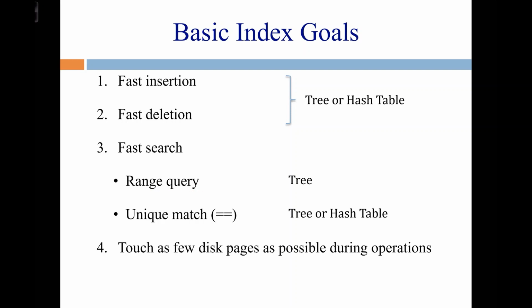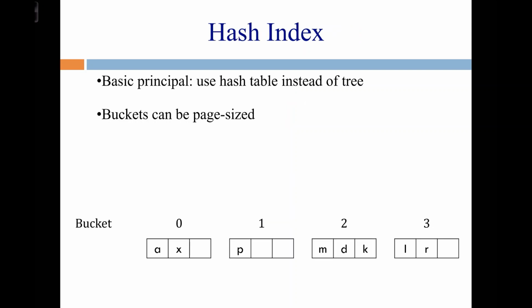But what if you don't want to do range queries? Then a hash table is actually going to be algorithmically better. It's going to be faster insertion, faster deletion, and faster searches for just exactly a certain item. So if you don't want to do range queries, then you can use a hash index, a hash table to implement an index.